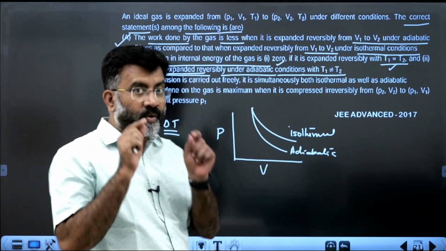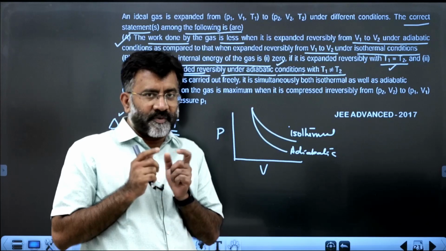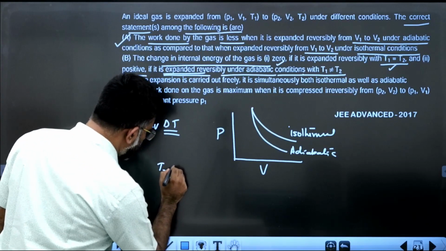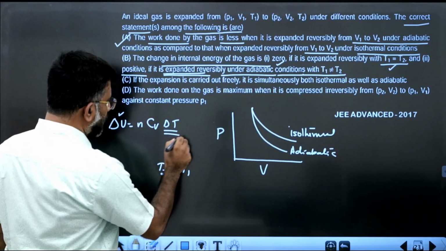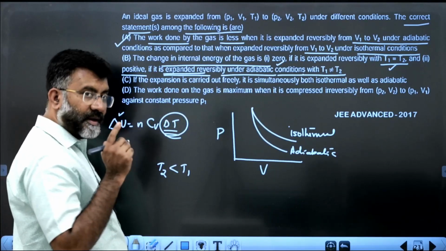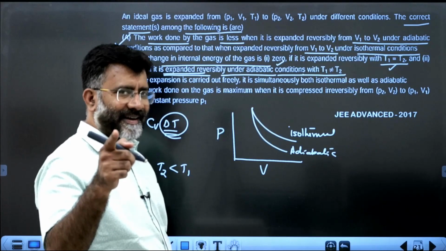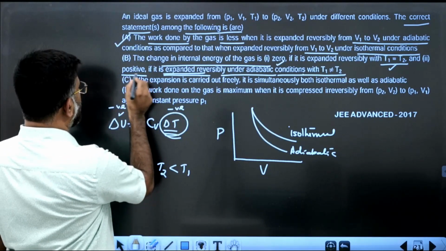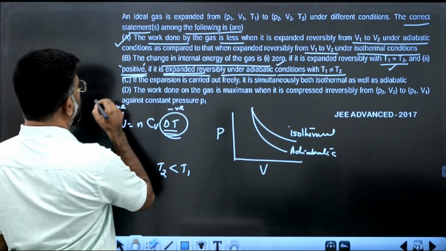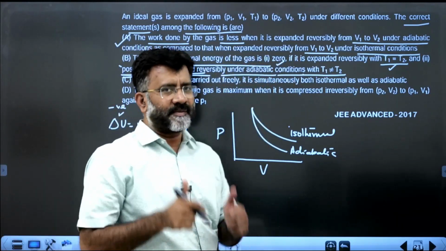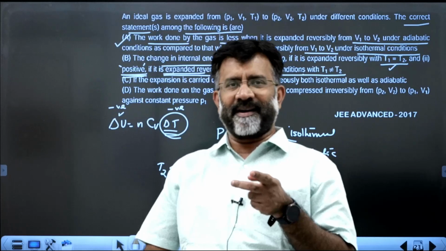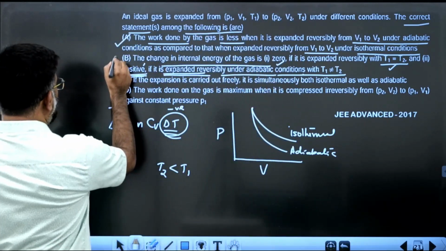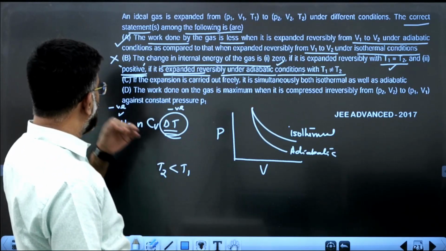will cause a cooling effect, isn't it? So, the temperature T2 will be lower, T2 less than T1. Therefore, delta T will be negative. This will be negative and this will be negative. It is given as positive. So, the first part of the statement is perfect while the second part is wrong. Isn't it? So, overall the statement is wrong. What about the third one?